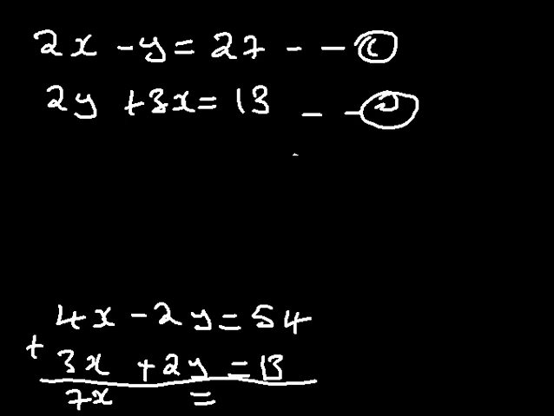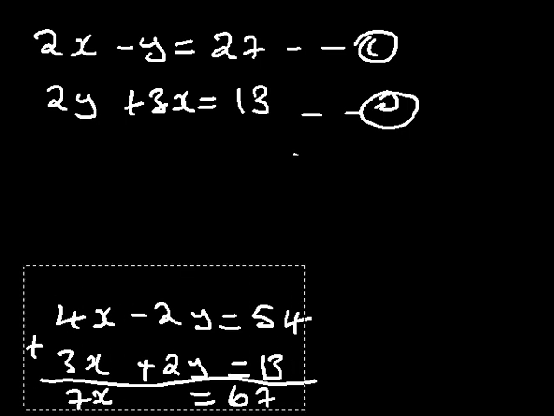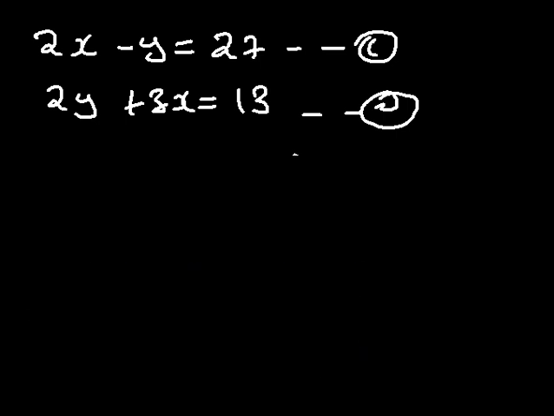54 plus 13, we'll have it as 67. So we have it as 67. In this case, it means we have 7x is equal to 67. So 7x is equal to 67. Then now we are going to divide both sides by 7.